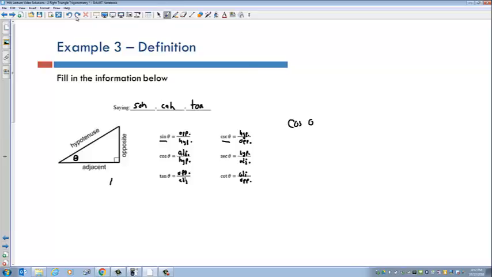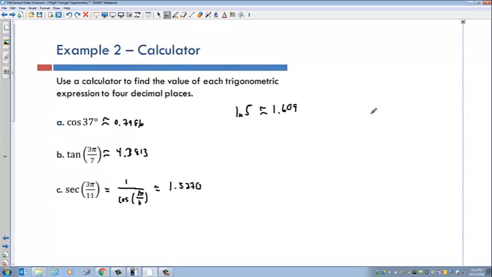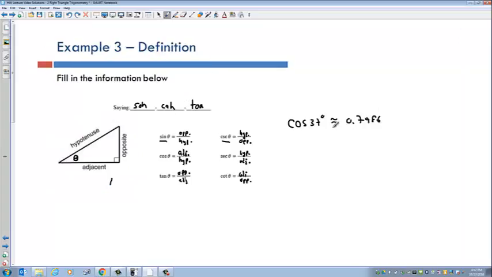So real quick, in the problem we did before, we got the cosine of 37 degrees to be approximately 0.798. I think it was 6. Right, so 986, yeah. So what does this number mean? How do you explain it to somebody? And it's not hard to do.